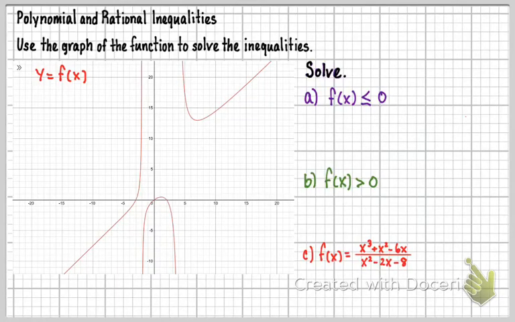Now this one says use the graph of the function to solve the inequality. So we're going to do the same thing with this one like we did in the last video. This one is a little more complex, so we'll get into the gist of all of that as we go through it. The idea is the same though.